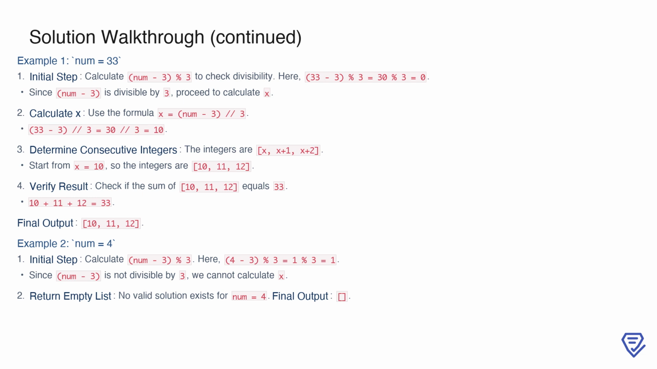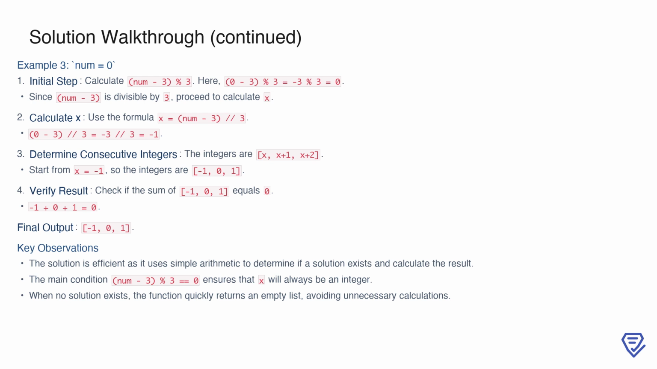For another example, take number equals 4. Here, (4 - 3) % 3 is equal to 1 % 3 equals 1, so number - 3 is not divisible by 3. This means there's no valid value for x, and therefore, no solution exists. In this case, the function returns an empty list.